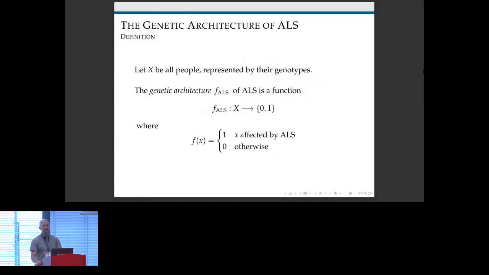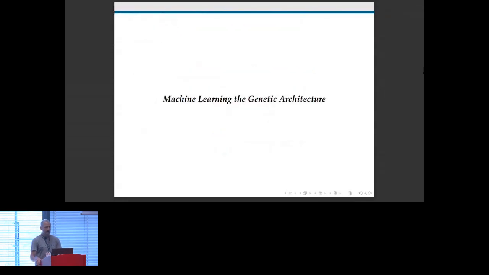And so I frame the whole thing as X being all the people, represented by their genotypes, and the genetic architecture F sub ALS is a function that maps one's genotype profile to either 0 if the individual is not affected by the disease, or 1 if it is. So that's the function we'd like to understand, and nobody has understood so far. It's really difficult for ALS to understand this. We'd like to machine learn that architecture, which means we would like to learn that function using machine learning.